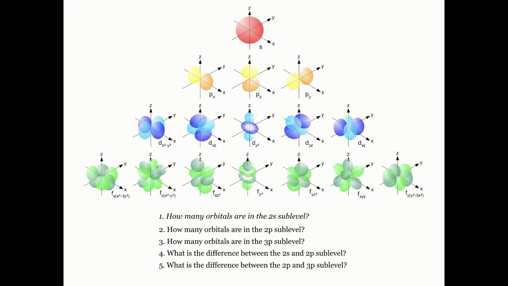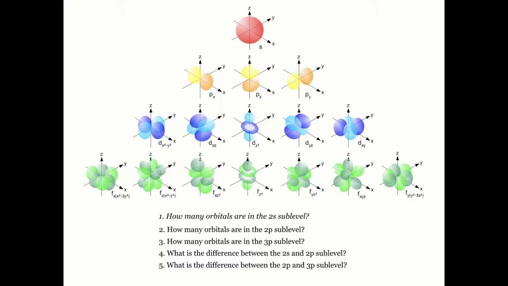So for question 1, how many orbitals are in the 2s sublevel? There's going to be only 1. How many in the 2p sublevel? 3. How many in the 3p sublevel? Again, only 3. Now, question, what is the difference between the 2s and the 2p sublevel?